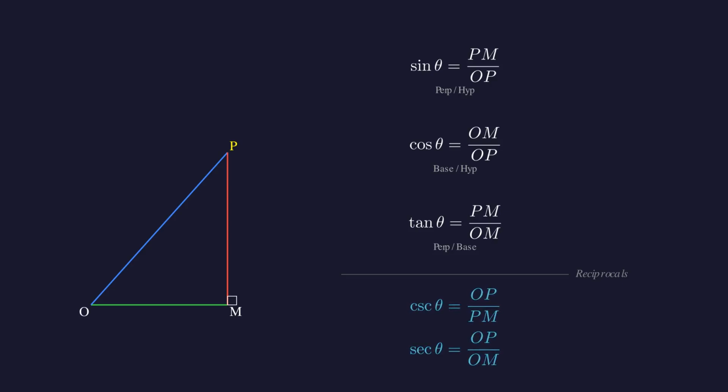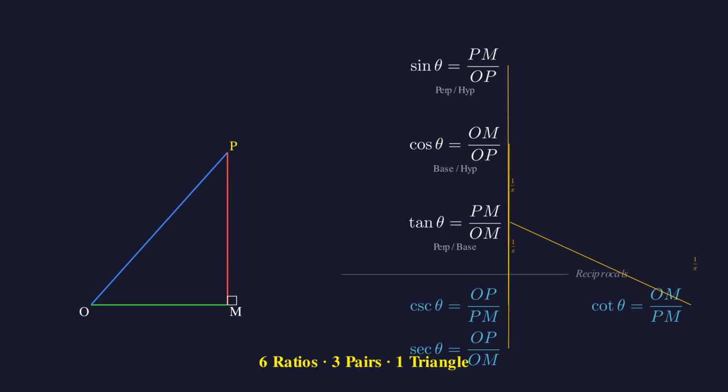First up, sine theta. That's the perpendicular divided by the hypotenuse, PM over OP. Think of it as how tall the triangle is relative to its longest side. Next, cosine theta. Base over hypotenuse, OM over OP. How wide is the triangle compared to its longest side? Third, tangent theta, perpendicular over base, PM over OM. This one tells you the slope, how steep the triangle is.